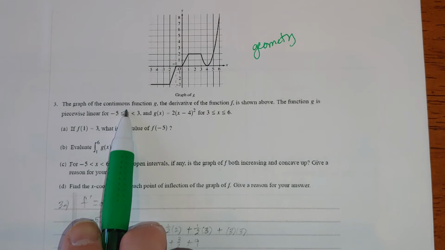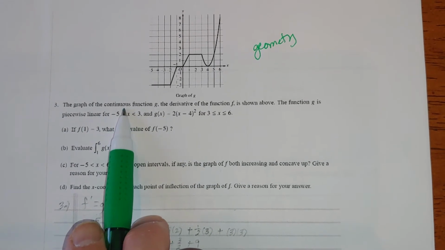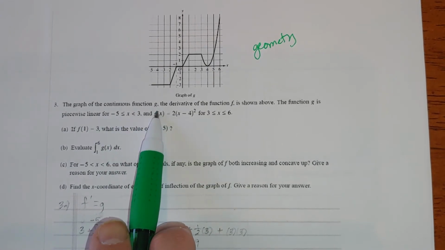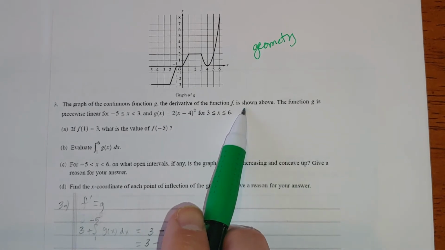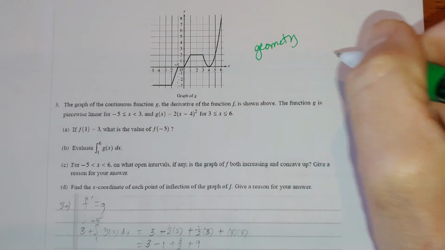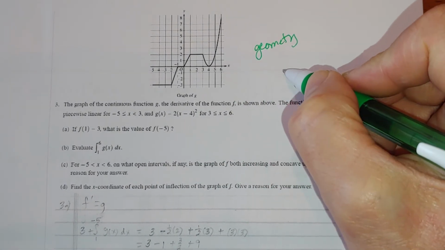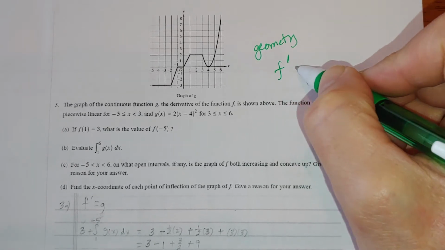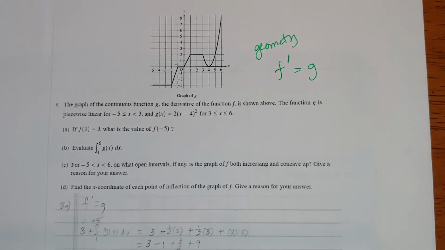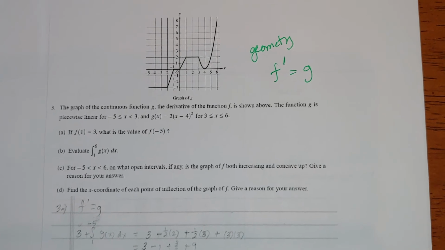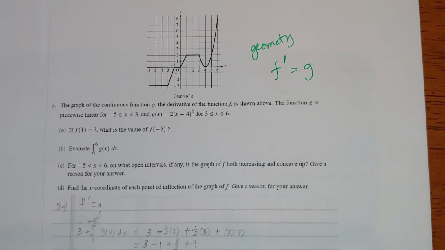The graph of the continuous function, important to note, we have a continuous function, g, the derivative of f, very important. Always write down when you see something like that, that f prime equals g. Write it down on your paper so that your reader can see it. It's best to put it within the body of your work, but put it somewhere. F prime equals g.